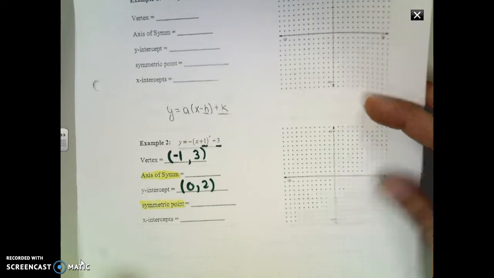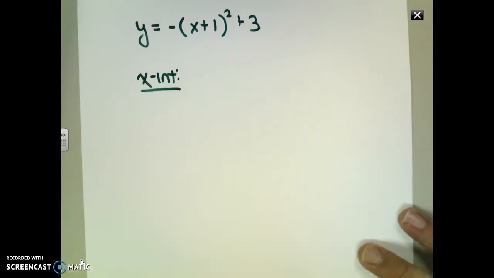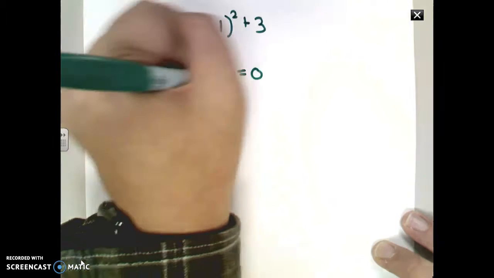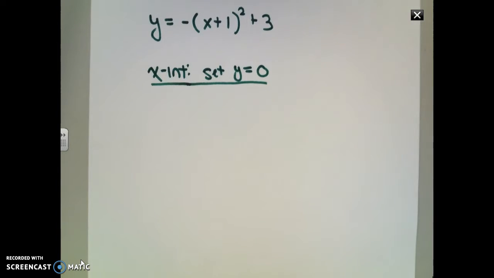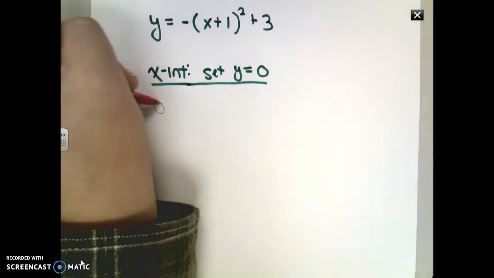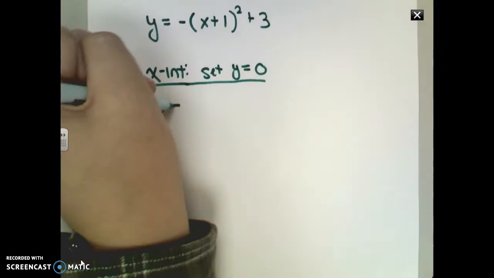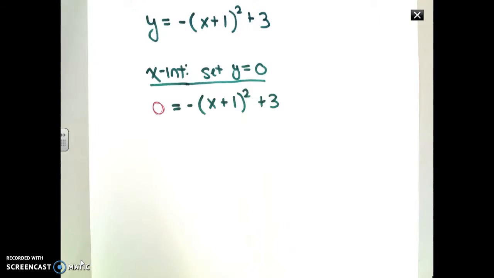So next we're going to look at the x-intercept. And so to find the x-intercept, we're going to do the same thing. We're going to look at our equation, and we have to plug a 0 in. But because we're looking for x-intercepts this time, we're going to look at setting y equal to 0. So now that I have y equal to 0, we're going to plug that in and talk about how we solve it. So I'm going to put a 0 in for my y, and then the remaining equation stays the same. Negative (x plus 1), quantity squared, plus a 3.